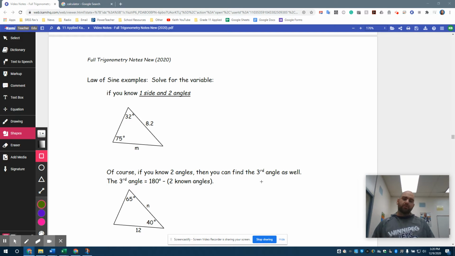We're going to be taking a look right now at how we can actually use sine law to solve for an angle or a side. Now, there are certain caveats, areas that we may or may not be able to solve for. And so it's going to be important that we know if we can use sine law or not. Sometimes we can, sometimes we can't.